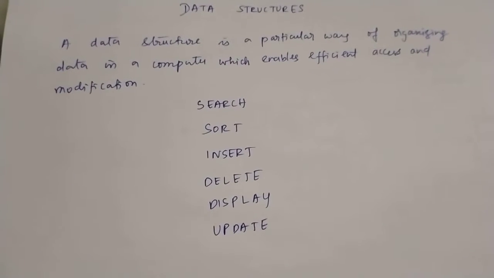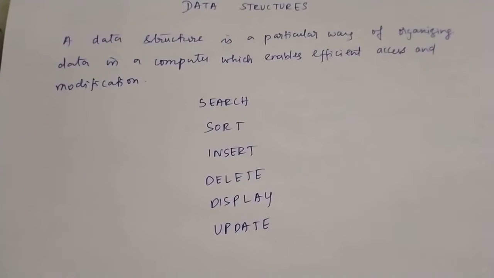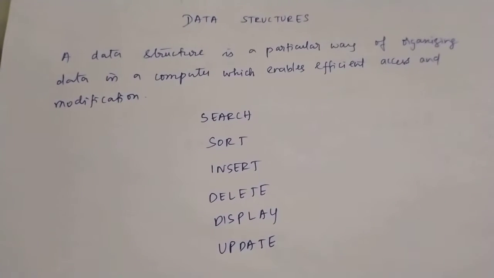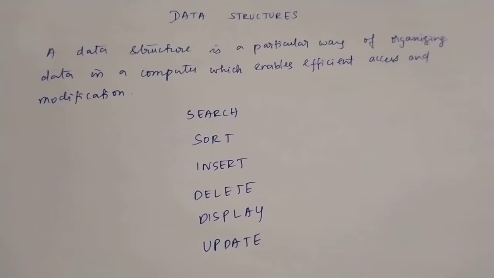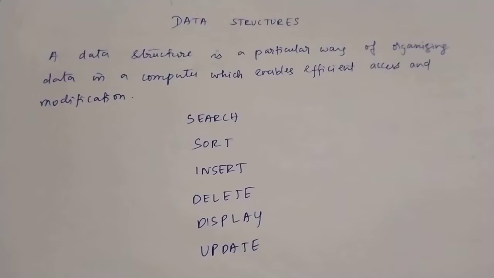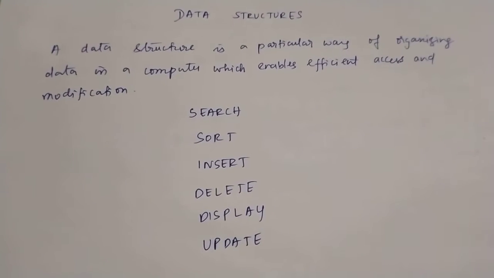Now we'll discuss the definition and the classification of data structures. A data structure is a particular way of organizing the data in a computer which enables efficient access and modification. Take for an example, you consider a library.